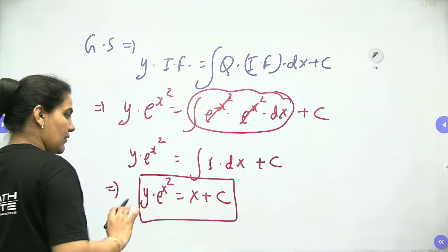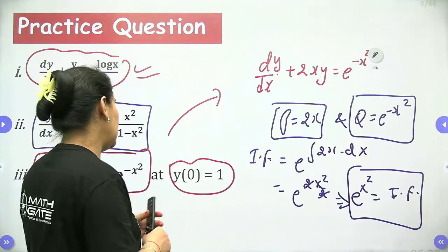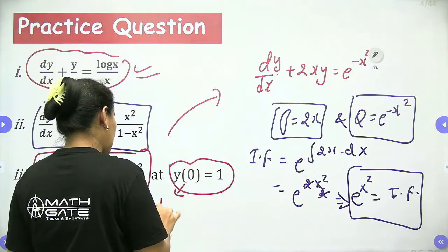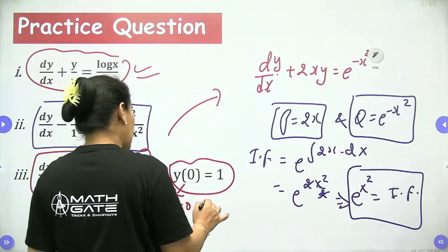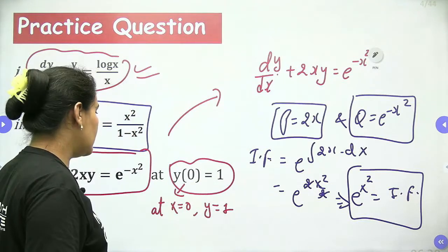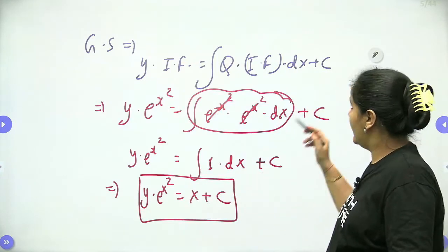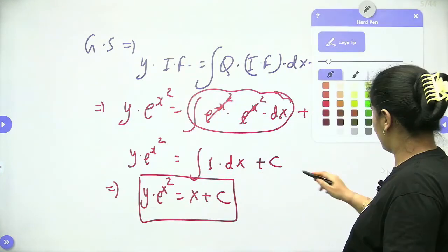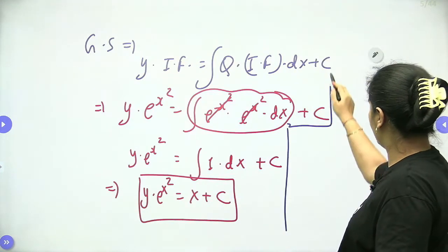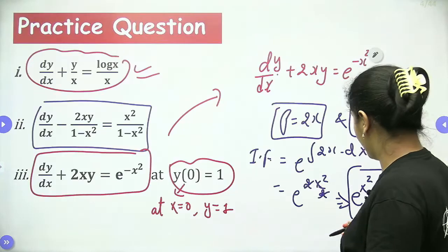So right now we can leave it here only, because we can find the constant from the given condition. We have the condition that at x is equal to 0, we are having y is equal to 1, right? Now let's apply it. At x is equal to 0, y is equal to 1. So what will it become?